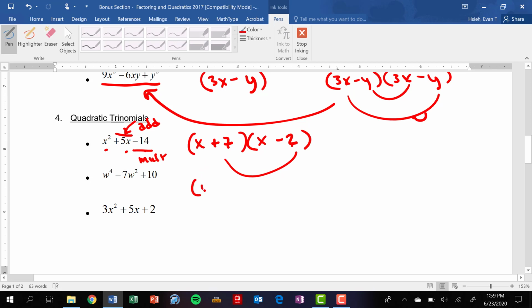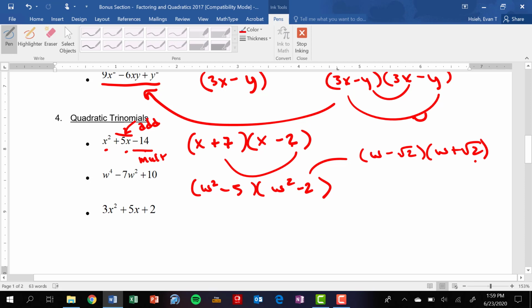Next one here is w squared, two numbers that multiply to 10 but add to negative 7. It's going to be minus 5 and minus 2. And that's factored completely, although next year you can talk about doing something weird like w minus the square root of 2, w plus the square root of 2, but you don't have to do that for this year.